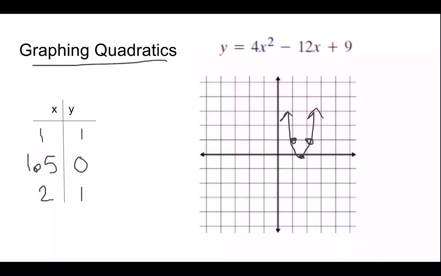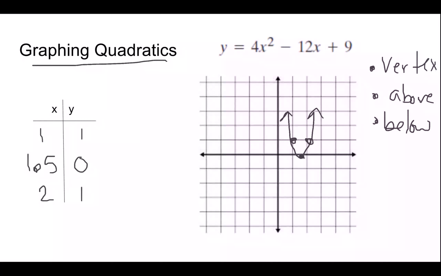So again, this is how you graph parabolas or quadratics. First, find the vertex. Pick 1 point above and 1 point below. Plug in those points and just graph the quadratic.